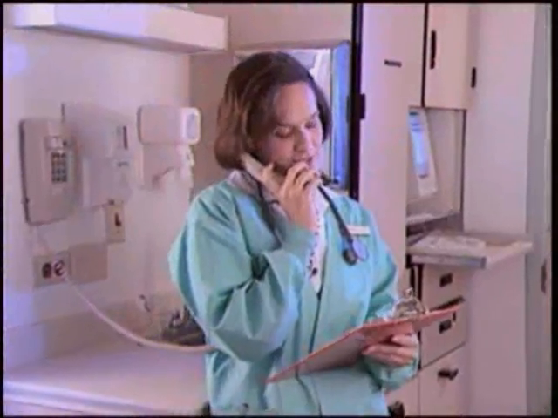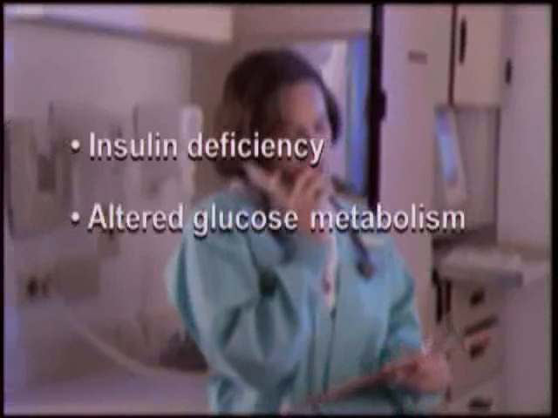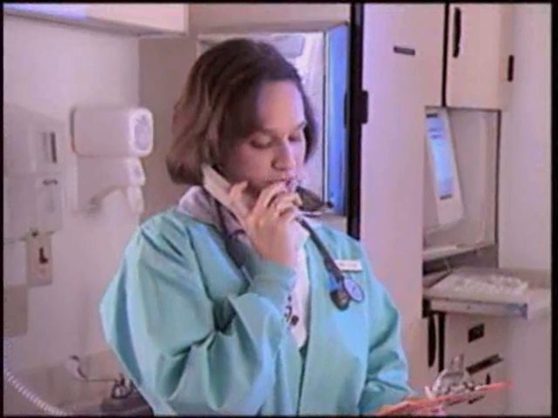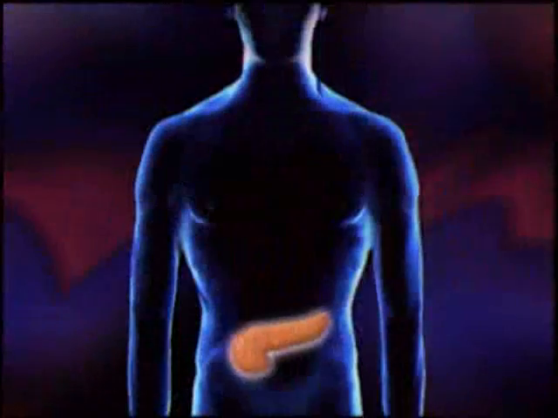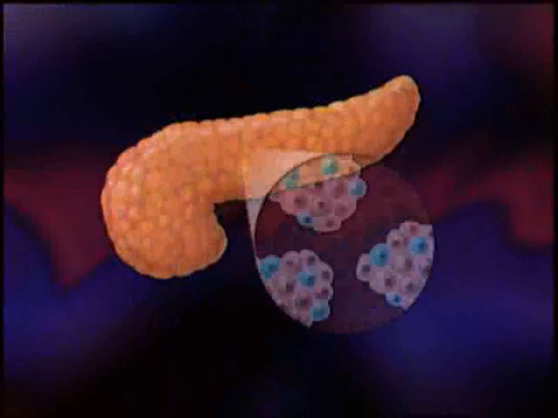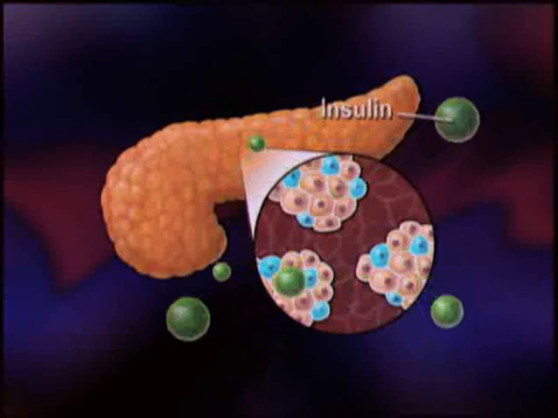Diabetes mellitus is characterized by insulin deficiency, which alters the metabolism of glucose, the body's main source of energy. Before you can manage diabetes and its complications, you need to understand normal glucose metabolism. Normally, insulin is produced in the pancreas by beta cells in the islets of Langerhans. Insulin lowers the blood glucose in 3 ways.